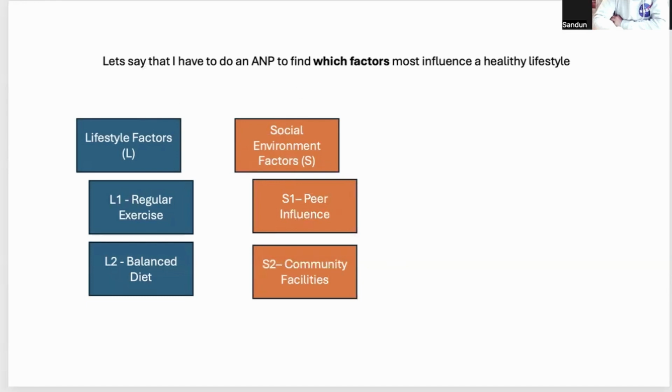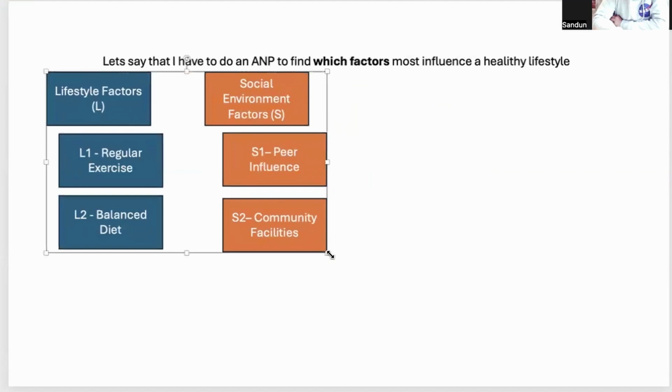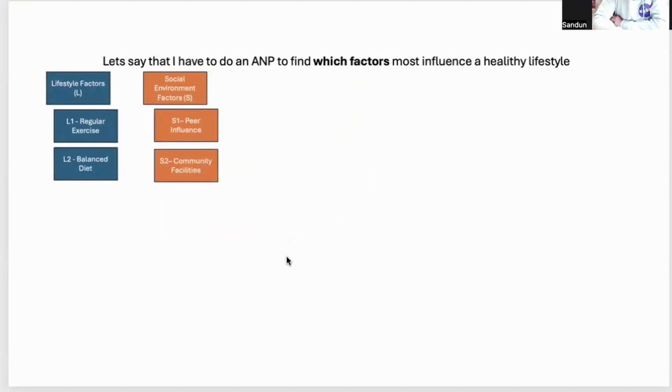These factors influence each other as well. For example, peer influence affects your exercise habits, and having access to gyms and community facilities encourages healthy eating too. So these are all connected. Now, the first thing we have to do when we are dealing with AHP or ANP is group them together and paste it as a figure. So this is my levels and the goal.